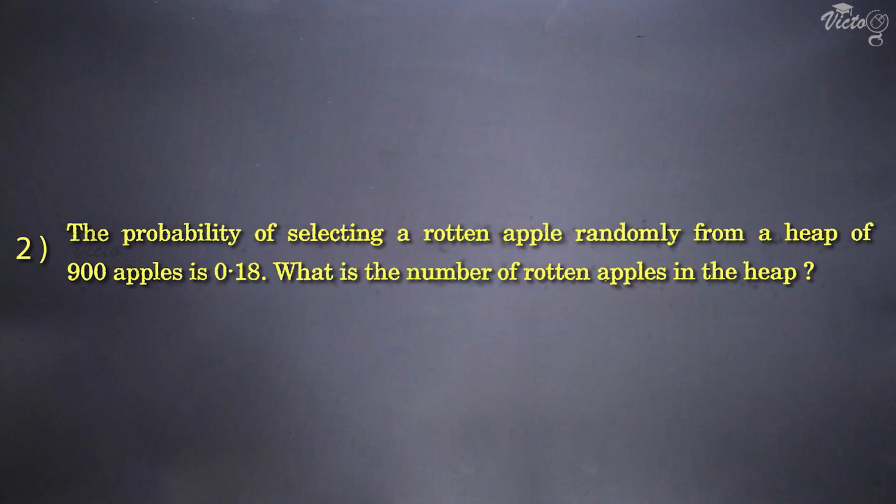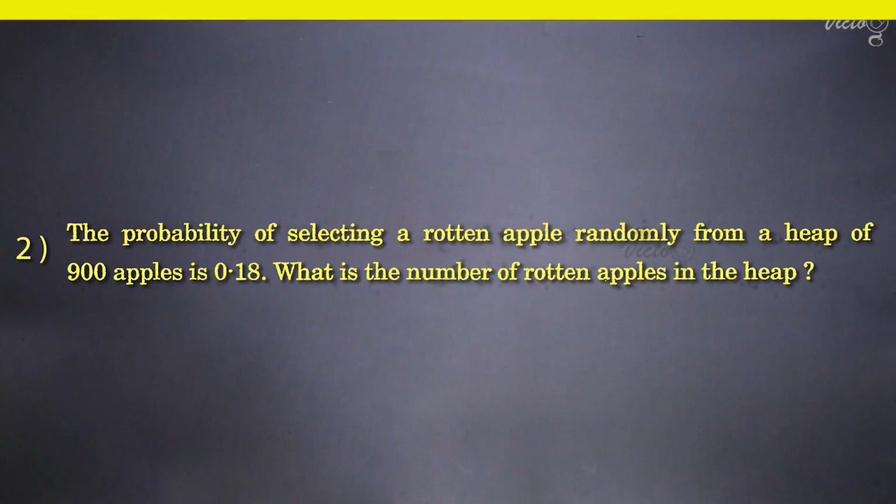Question number 2. The probability of selecting a rotten apple randomly from a heap of 900 apples is 0.18. What is the number of rotten apples in the heap? It is given that the probability is 0.18, the probability of selecting a rotten apple.